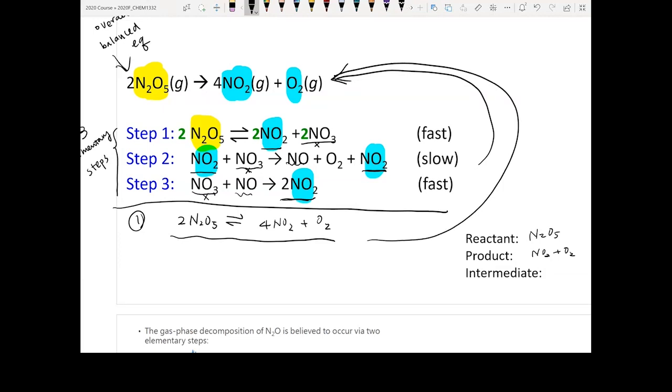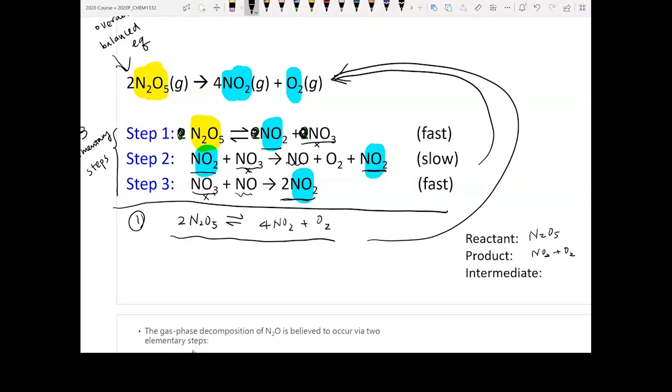Many times when they give you this type of question, they actually don't give you these coefficients. If they don't give you the coefficients, when you add it up, it does not go back to the original equation. Then you need to plug in some coefficients so that when you add up all your elementary steps, it gives you back the original balanced equation.